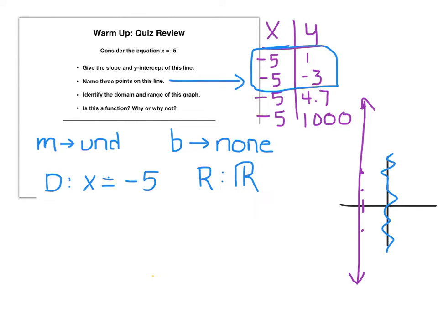Looking at the graph, you can see that same thing. As far as an x value from left to right, the only x value this one ever covers is -5. It never moves to the right. It never moves to the left. It always stays at -5, which is why my domain is -5. But my range, it goes up forever, down forever. It covers every y value you can imagine, and so that's why my range is all real numbers.